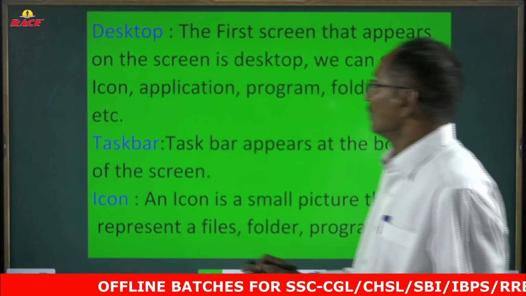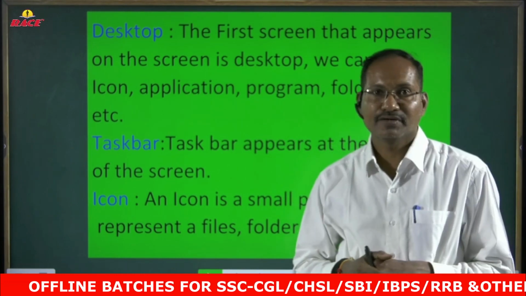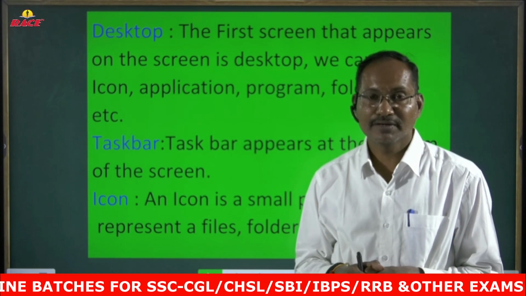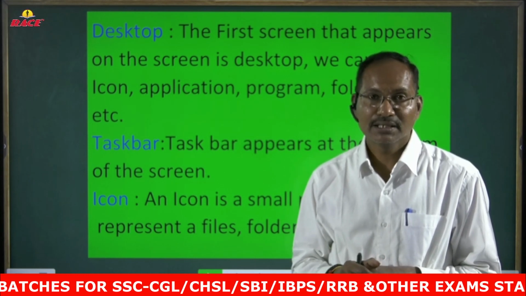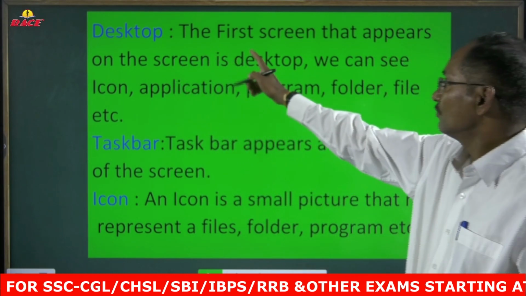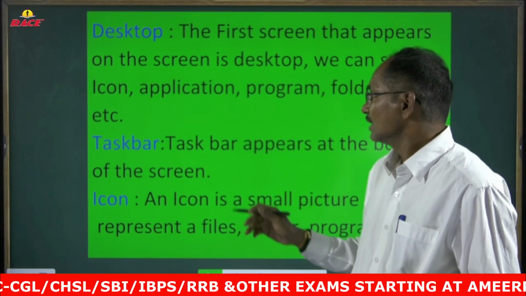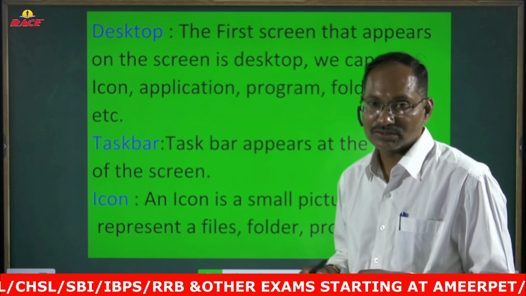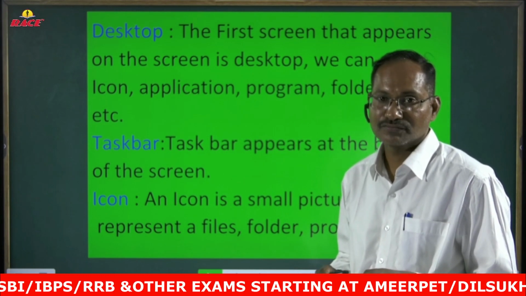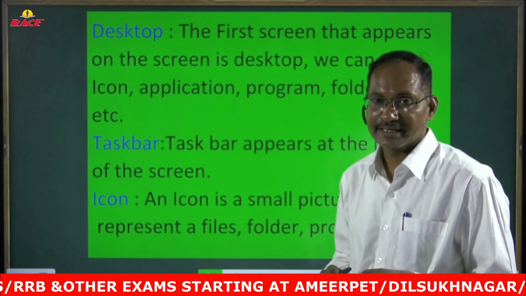Next, what is the desktop? When you switch on the computer, the first screen that comes is called the desktop. It takes at least one minute when you switch on the computer; this is the booting time. After booting, you get the Windows desktop. We call it the first screen of your computer. Next, what can we see on the desktop? Icons, folders, files, application files, document files, wallpaper, taskbar, system date and time.